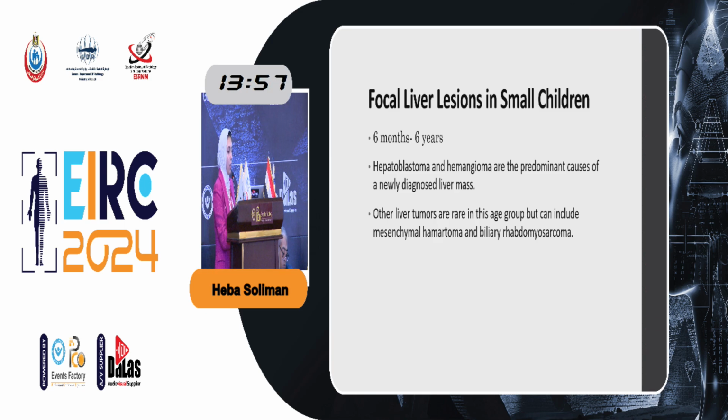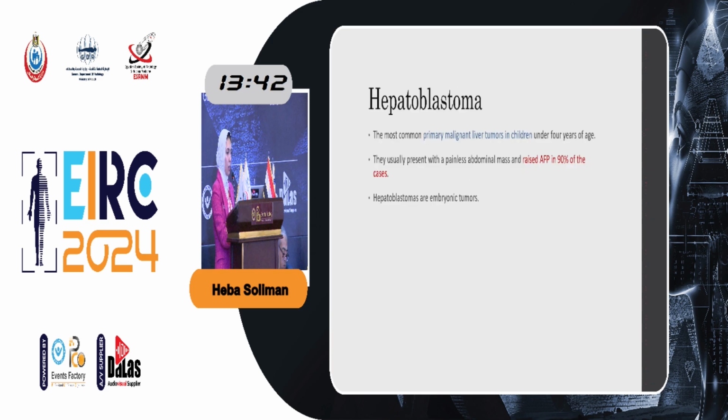Focal lesions encountered in small children aged from 6 months to 6 years. Again, hepatoblastoma and hemangioma are the dominant causes of newly diagnosed liver mass. Other rare liver tumors in this age group include the mesenchymal hamartoma and the biliary rhabdomyosarcoma.